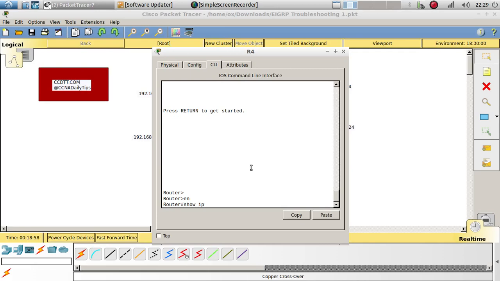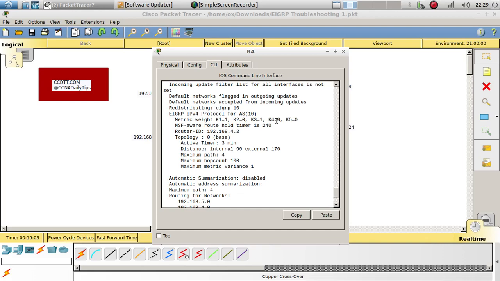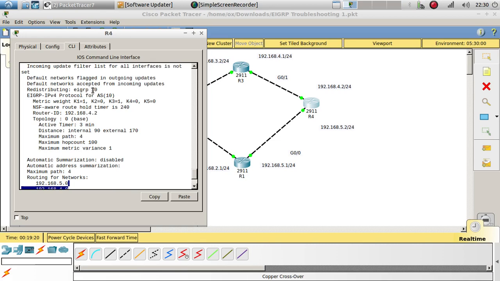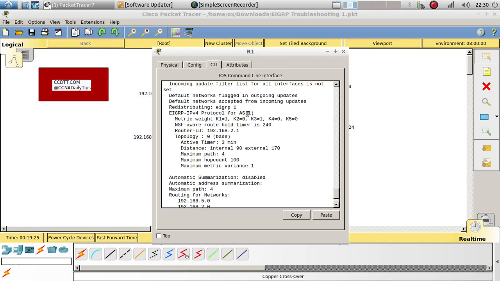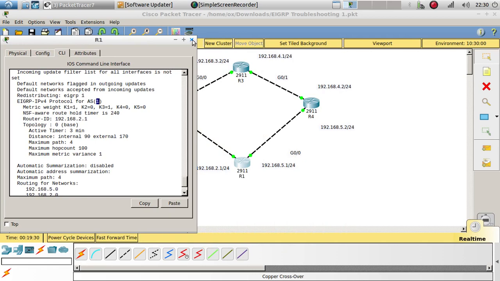Enable, show IP protocols. Okay, we see the K values 10100. So the K values are good. Let's see the networks. 168.5. That's good. .4 for the other one. This is good as well. But we see right here the autonomous system is 10, and for this one is 1. So the autonomous systems are not matching, and they are all supposed to be autonomous system 1.